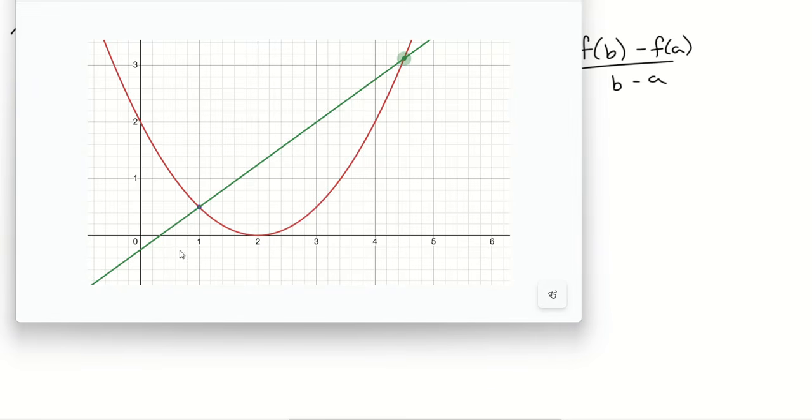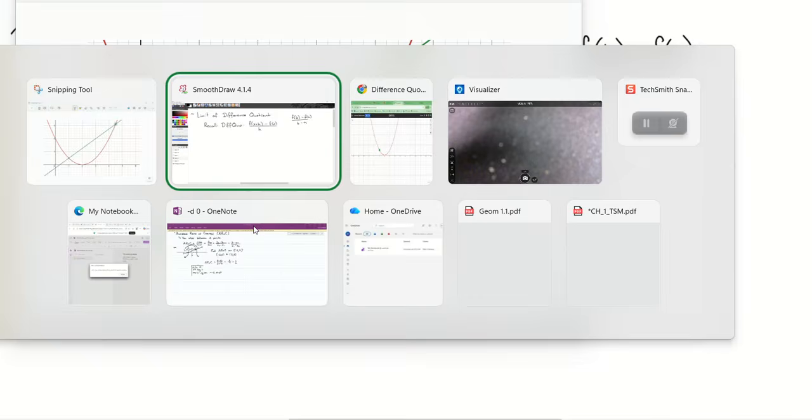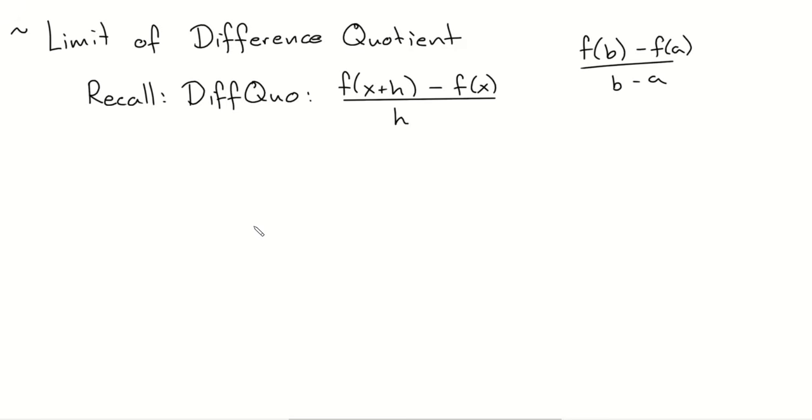If this was my distance h, I'm letting h, that distance, go to what eventually? I'll even go back to, I think I just scroll up realistically.